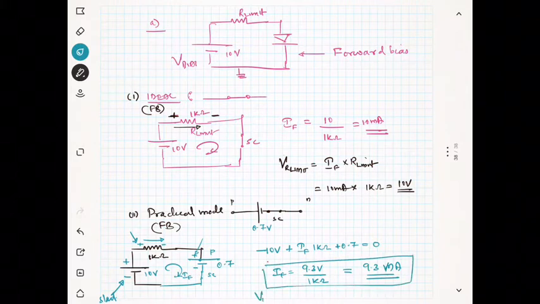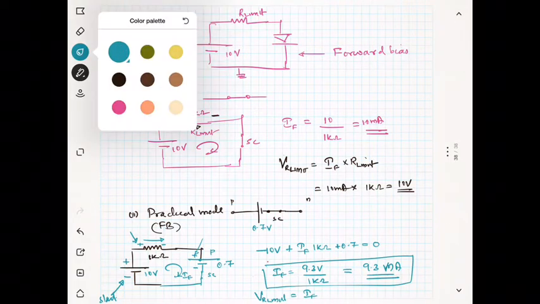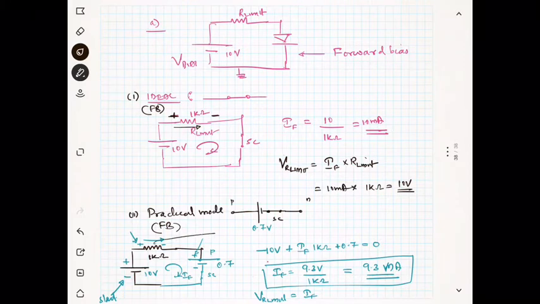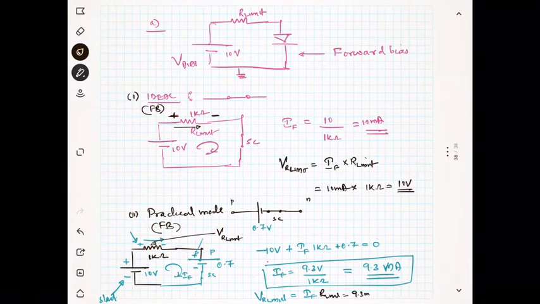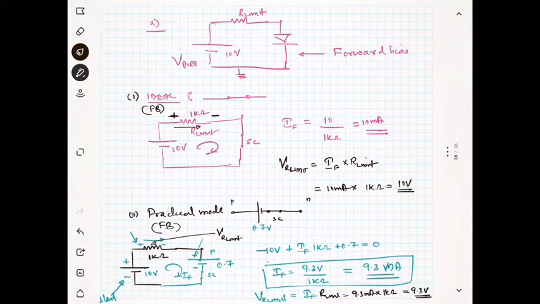Now you can find the voltage across the R limit. I am talking about the voltage across the resistance. This is known as VR limit. That means IF into R limit. That means 9.3 milliampere into R limit, which is 1 kilo ohm, which is equal to 9.3 volt. Okay, so that's the practical model. That's how you can solve by using practical model in forward bias condition.